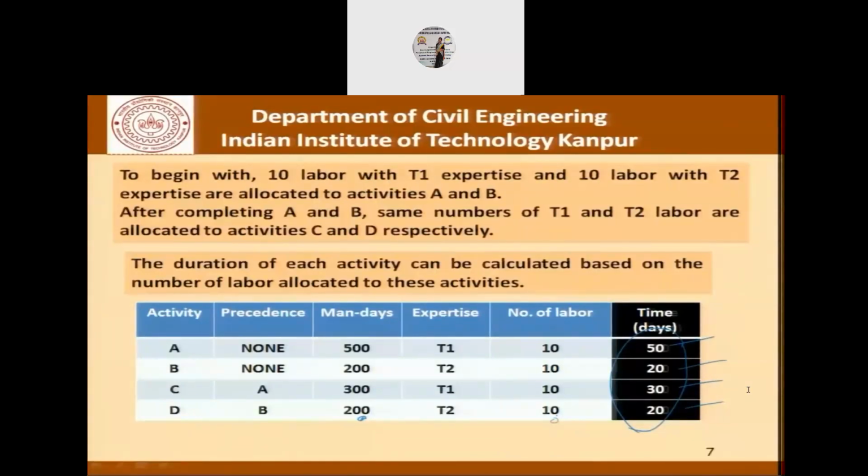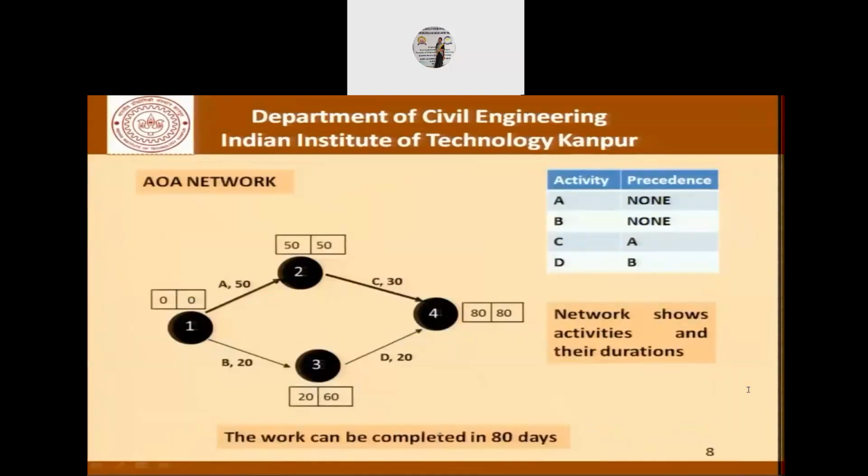Now, what this assumes is that the labor supply or the availability of labor, whether it is T1 or T2, is constant over the entire duration of the project. Representing this project on an activity on arrow network, we can find out that if A is done in 50 days, C is done in 30 days, B is done in 20 and D in 20, the earliest that the project can be completed is 80 days, because this path is now the critical path. This can be done in 40 days.